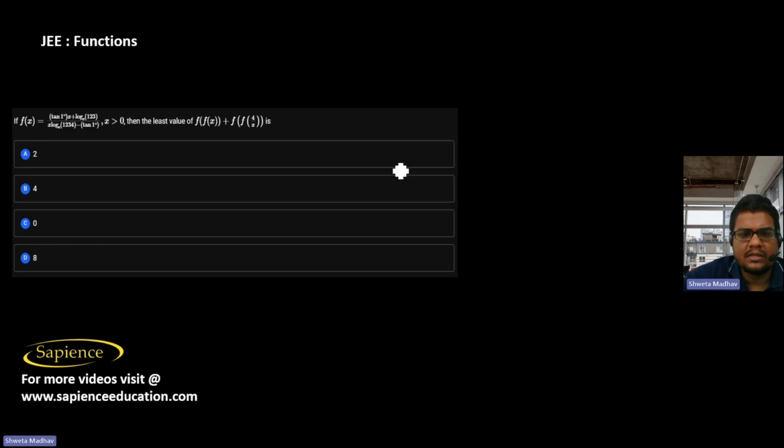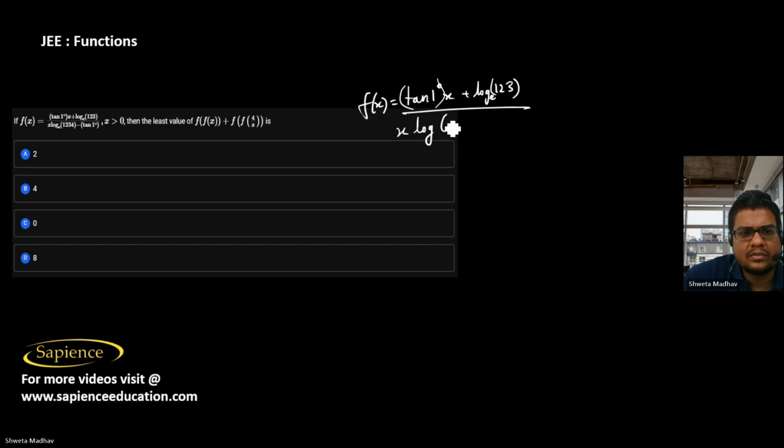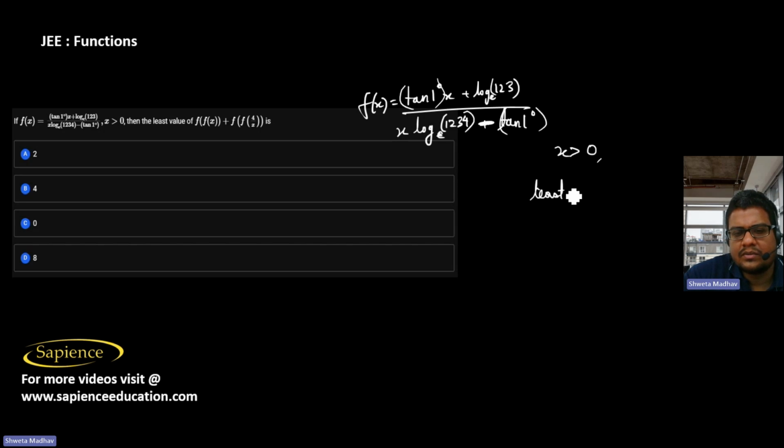And here it is told the function f of x is given as (tan 1 degree into x plus log base e 123) divided by (x log base e 1234 minus tan 1 degree), where x is greater than 0. Then we have to find the least value of f of x plus f of 4 by x. Its minimum value we have to find out.